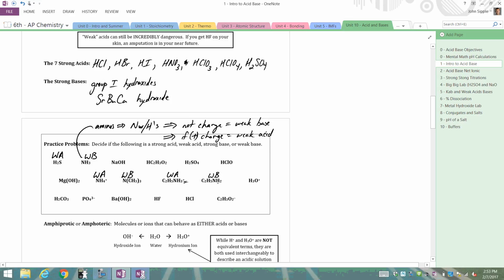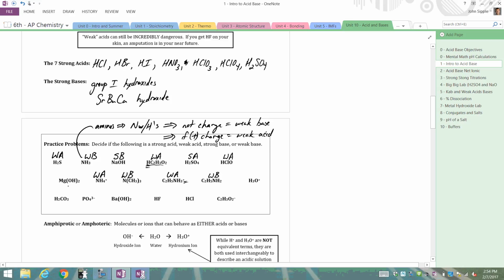So you can go through and find those weak and strong ones, and you'll notice, hey, sodium hydroxide. Oh, group 1 hydroxide, that's a strong base. Here we have acetic acid. We have an H up front, so that's telling us it's an acid. One of our 7 strong ones, it is not, so it's a weak acid. HClO4, one of our 7 strong? Yes, it is, so that's a strong acid. HClO, it doesn't have enough oxygen to be strong, so that is a weak acid.